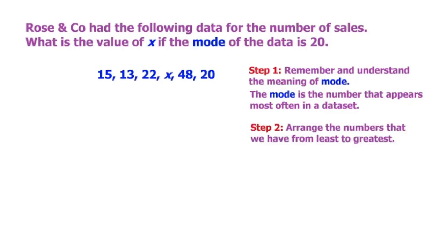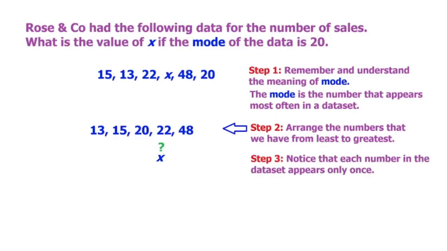So now let's arrange the numbers that we have from least to greatest. Okay, so these are the numbers we have from least to greatest. I've arranged them. There's 13, 15, 20, 22, and 48. But X is missing. I haven't put X in yet, because that's the thing we're trying to find.